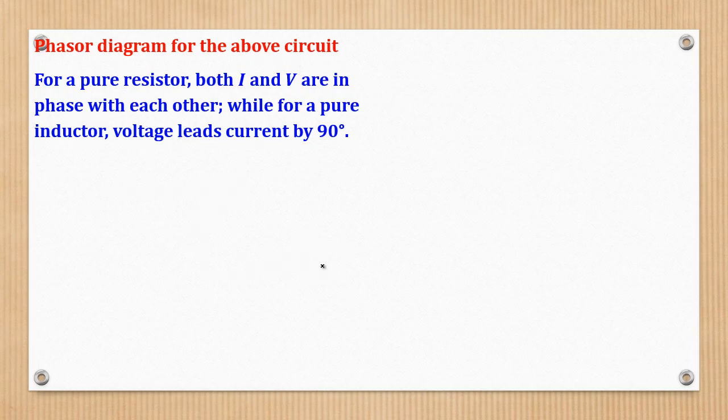So when you draw a phasor diagram for this combination of the two connected in series, it means that both the PD for the resistor and the current will be in phase. That's why there is 0 phase difference. But the PD for an inductor leads the current by 90. That's why here it is ahead by 90 degrees.